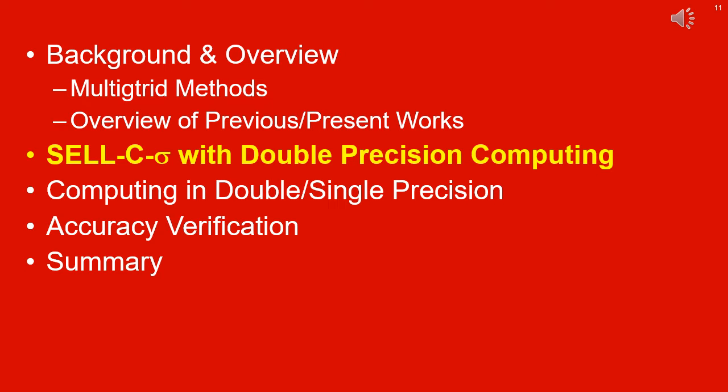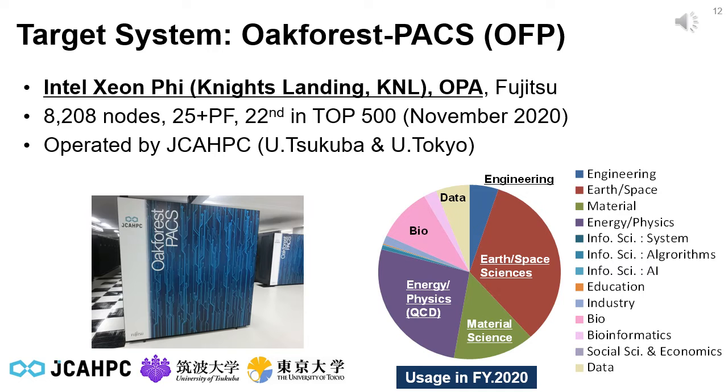Let's go into the main part of the present work. Our target system is Oakforest-PACS, OFP. That is operated by JCAHPC, joint work by the University of Tokyo, and University of Tsukuba. The system is by Fujitsu, and it includes more than 8,000 Intel Xeon Phi manycore processors.